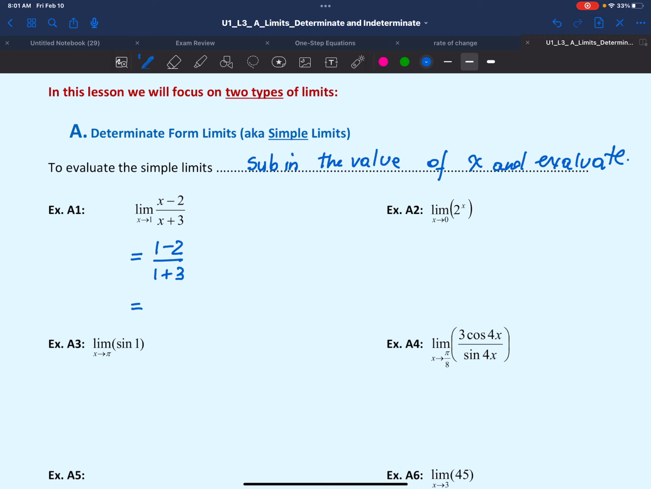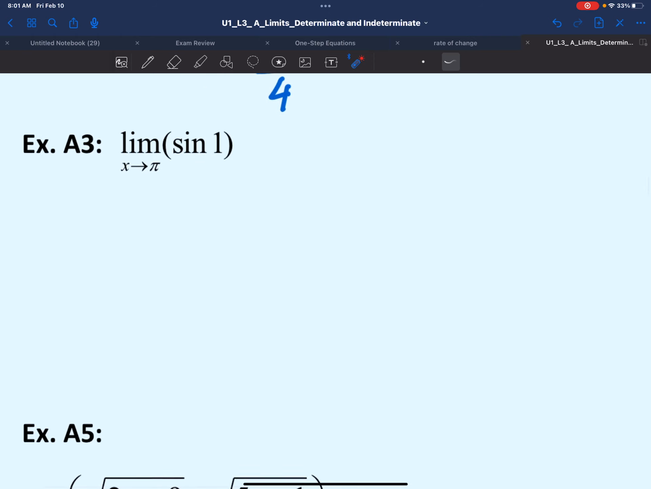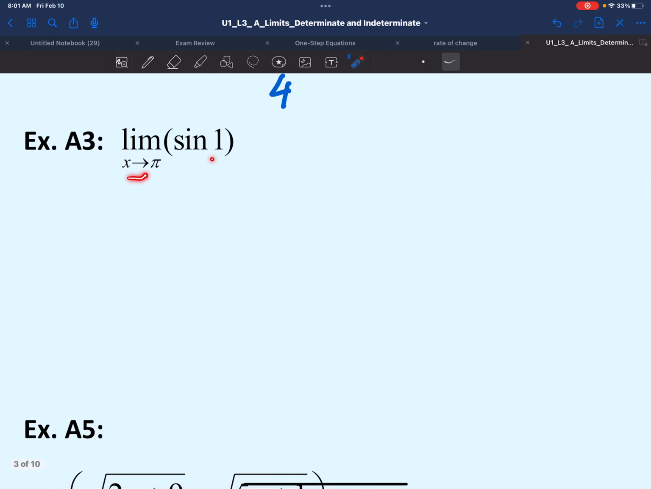So 1 minus 2 would be equal to negative 1. 1 plus 3 is 4. So I had no obstacles in evaluating this function at 1, which means that I have arrived at the answer. Negative 1 over 4 is the value of the limit of this function at 1. Next, we have the limit as x approaches 0 of 2 to the power of x. That would be 2 to the power 0. The answer is 1. Now, here is an interesting example, the limit as x approaches pi of sine 1.